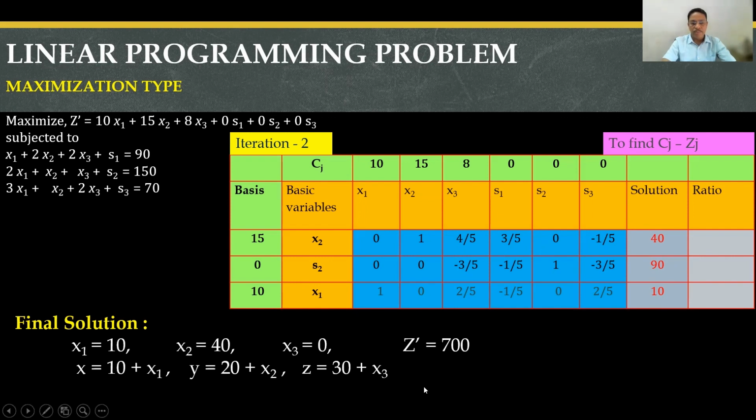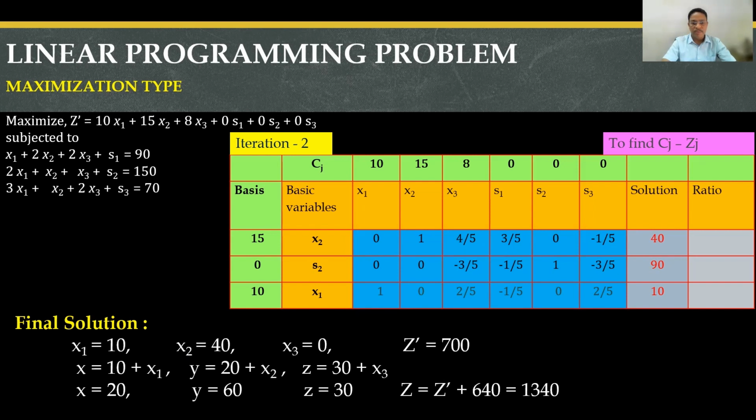As the original problem had distinct variables x, y, and z, replacing x1, x2, and x3 with x, y, and z, we get x is equal to 20, y equal to 60, and z is equal to 30. And the objective function z is equal to 1340.